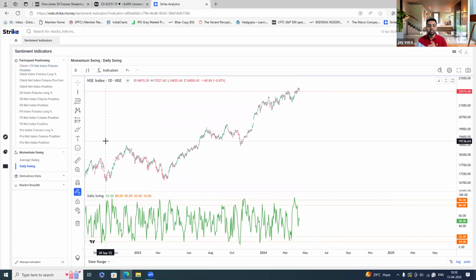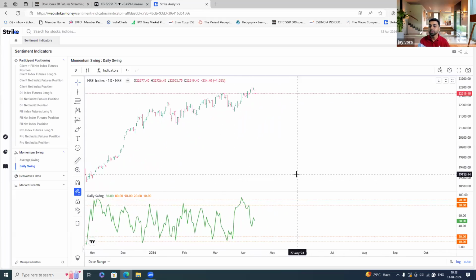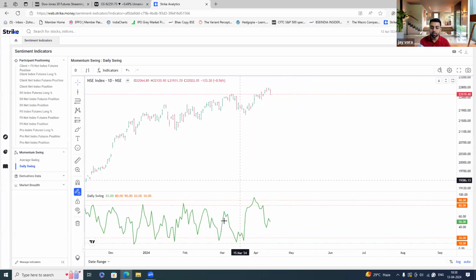And one thing to keep in mind, like I told right at the start, that each of the sentiment indicators is relevant from a different time perspective, correct? So in that sense, participant positioning helps you to capture the medium term tops and bottoms. Okay. Now, when we come to the daily swing and the average swing, so this will help you to capture very, very short term tops and bottoms.